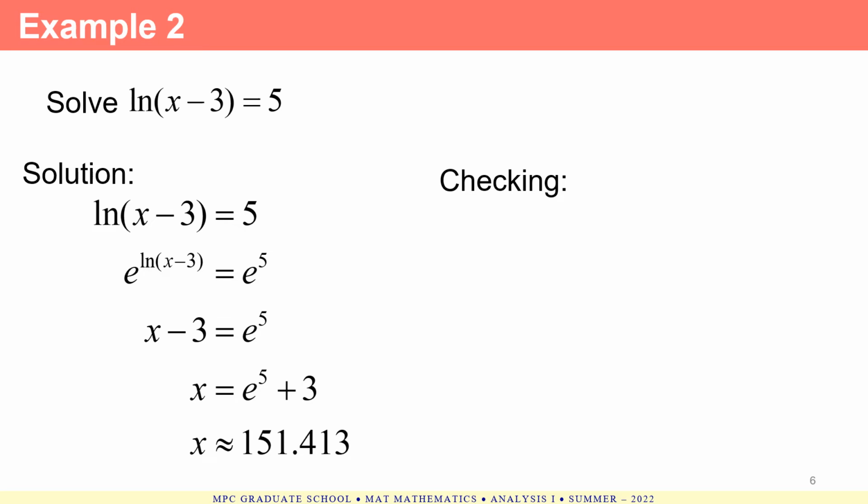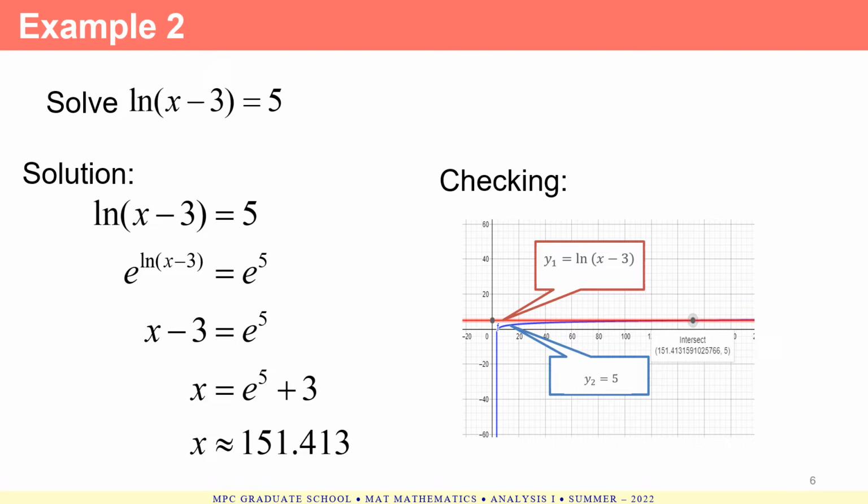You can use a graphing utility to check a solution of an equation. One way to do this is to graph the left and right hand sides of the equation and use the intersect feature. For instance, to check the solution to example number 2, enter y sub 1 is equal to ln of x minus 3 and y sub 2 is equal to 5. The solution of the original equation is the x value of each point of intersection. So the approximate value of x is 151.413. As you can see in the graph, that is our point of intersection.